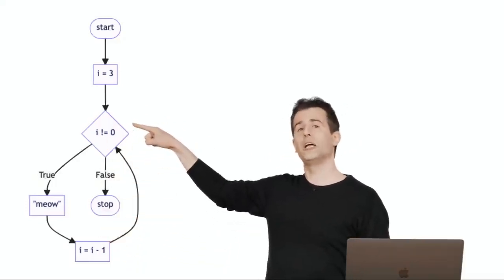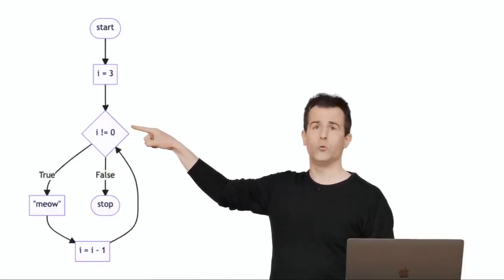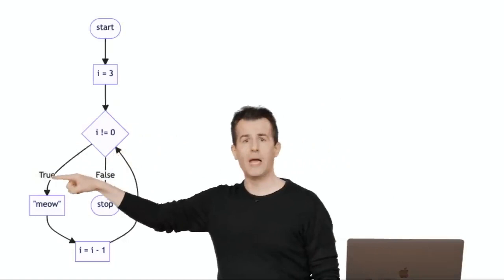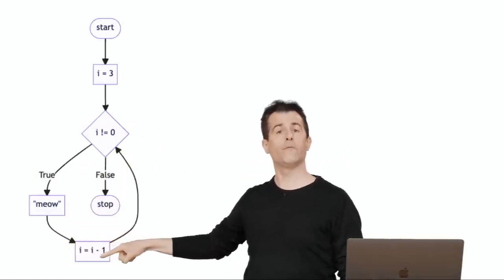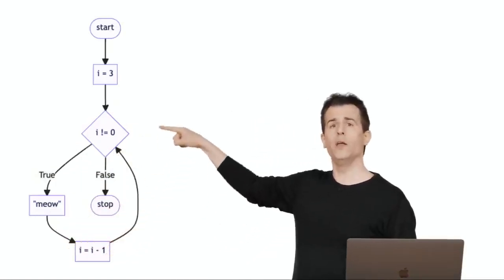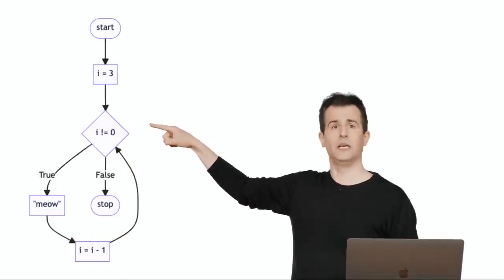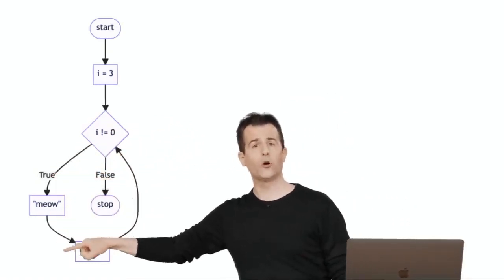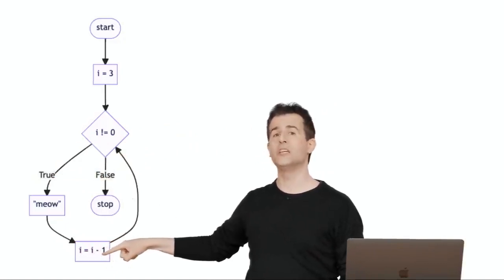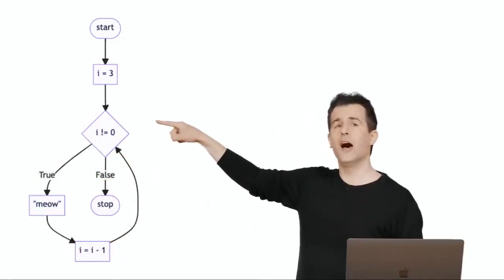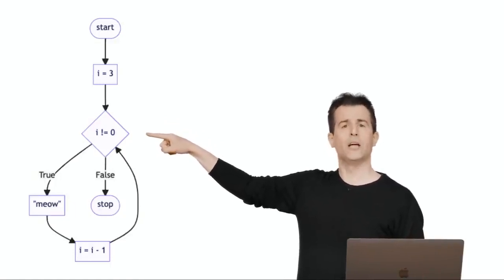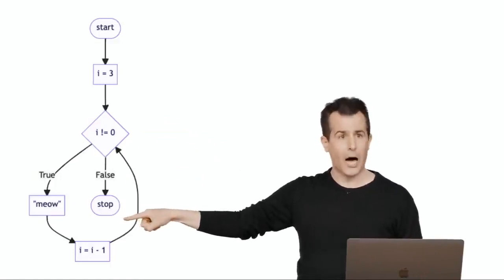Now I ask the question again, does 2 not equal 0? Well, it does not equal 0, it's 2, so we meow again. We change I from 2 to 1. Well, does 1 not equal 0? Well, obviously, 1 is not 0, so we meow again. We decrement I again. I is now 0. Does 0 not equal 0? No, it equals 0, so the answer is false, and we stop.